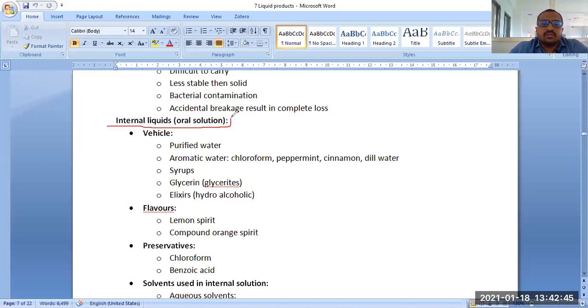Now, these are the ingredients which are used in an oral solution. Okay, so we already discussed this in the monophasic liquid preparation ingredients.